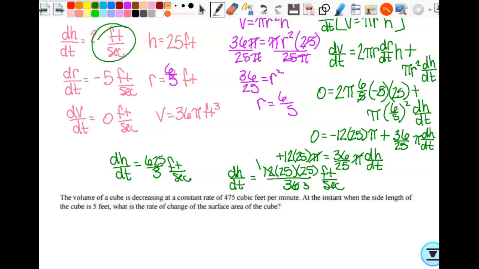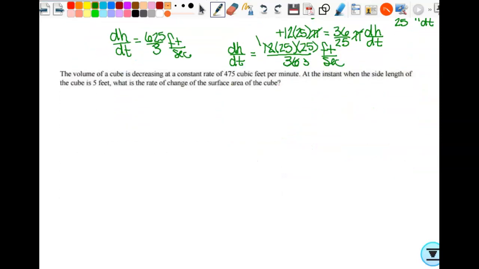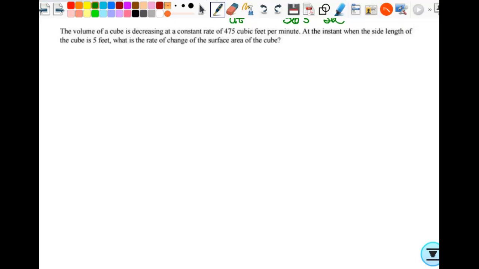Okay. So I want you to look at this one. Let's talk about units, and then I'm going to have you write this down. So we're talking about the volume of a cube decreasing at a constant rate. At the instant when the side length of the cube is 5 feet, what's the rate of change of the surface area? So I would say for the side length of a cube, we can use S. For surface area, just use A for area. Okay? And then write down what you can get out of this. You should have 3 dV somethings along with that information.